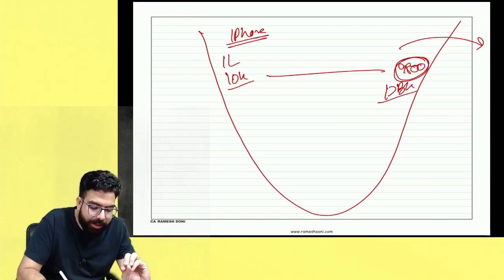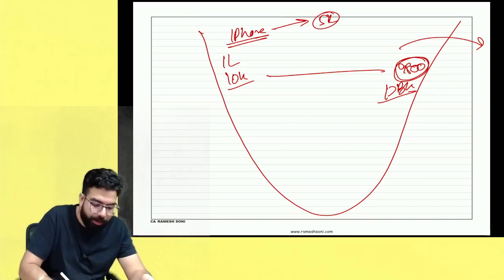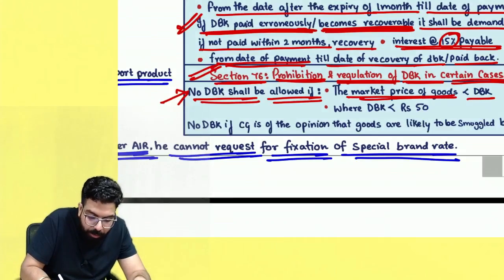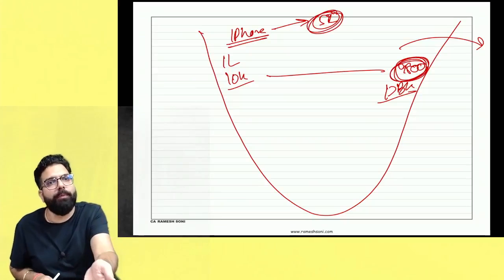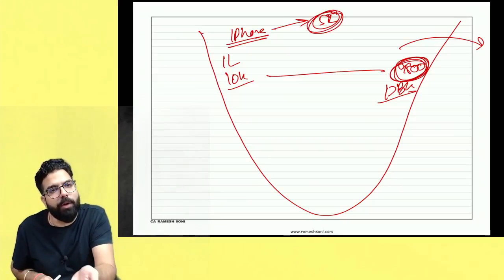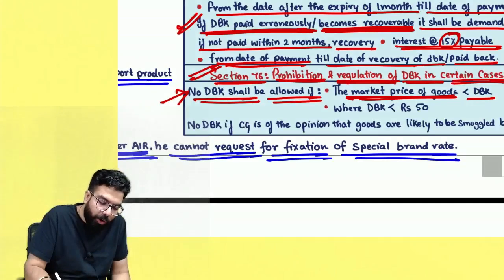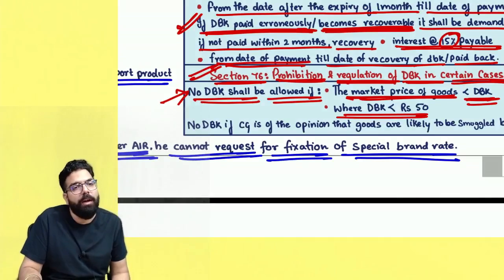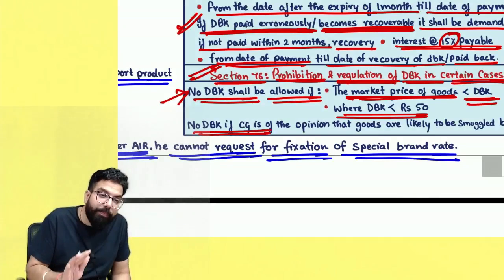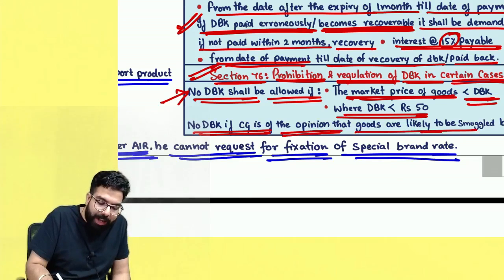But you know what? This iPhone, if I am selling in India, not even 5,000 people are buying. So they are telling, if the market price of the goods is less than the duty drawback, government is telling, hey, you think I am a fool? Market price is 5,000, you are trying to take duty drawback of 9,800, no duty drawback at all. No duty drawback shall be given, and duty drawback will not be given if the amount is less than 50 rupees.